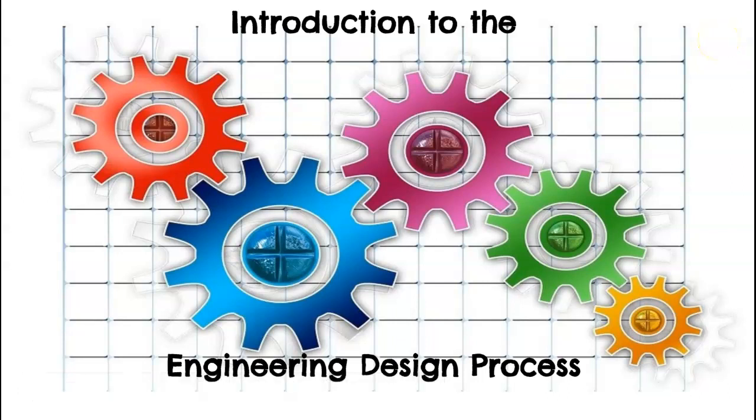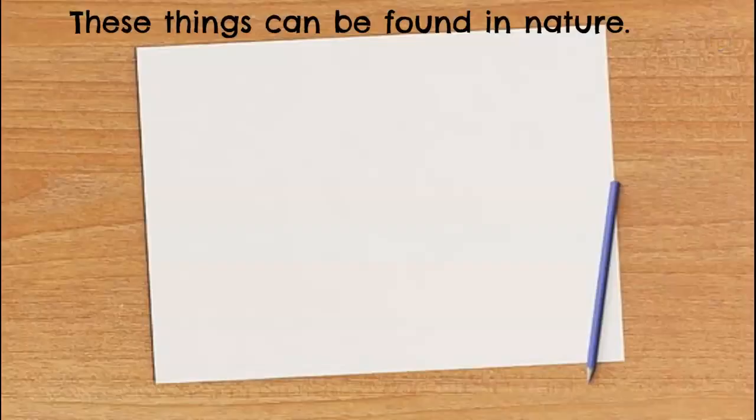There are lots of different kinds of science, but the science we're going to be experimenting with is engineering, and we're going to be talking about the process that engineers use to solve problems. To understand what kind of problems we're talking about, we first have to understand a little bit about the world around us. First, let's think about things that we can find in nature. That means things that can't be made by us.